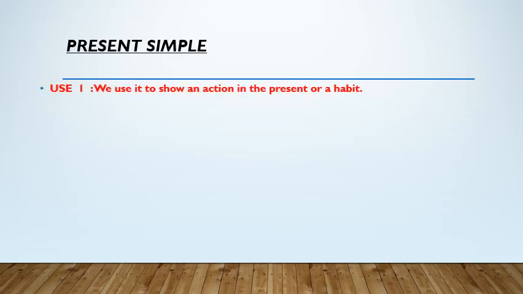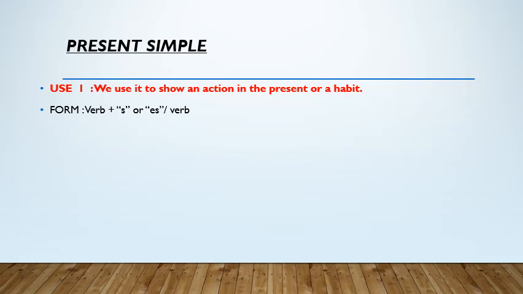So let's start first with the present simple. One of the uses of present simple is to show an action in the present or a habitual action that is happening on a regular basis. Before we move on to an example, in order to clarify this first use, we need to know how we can form the present simple.